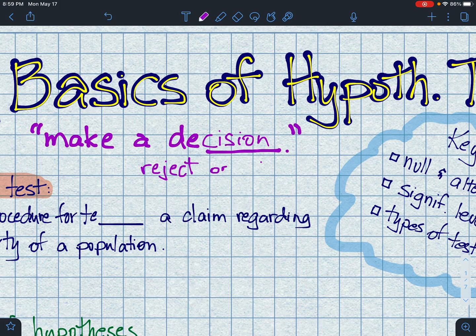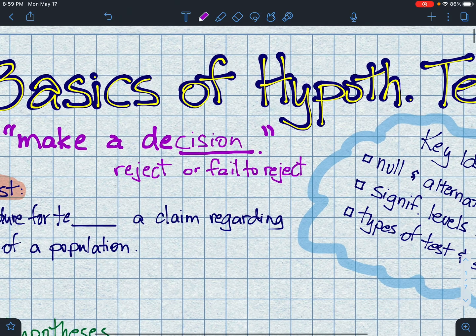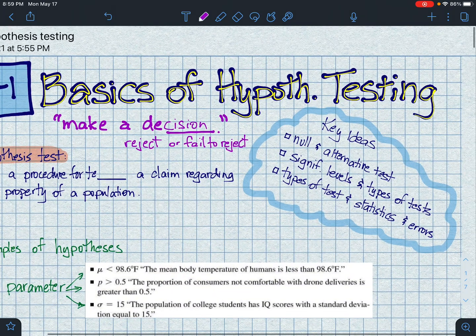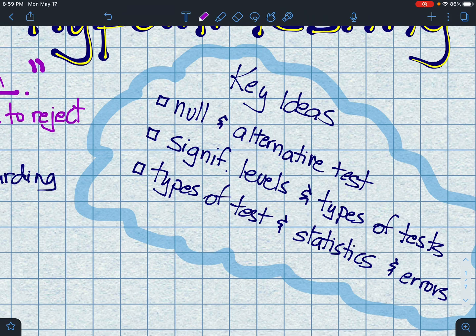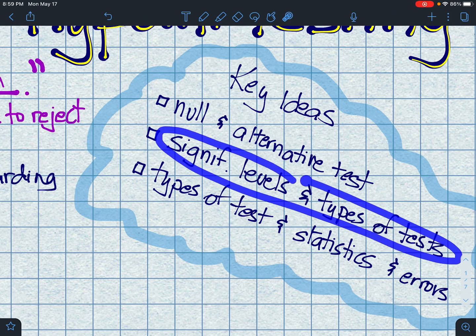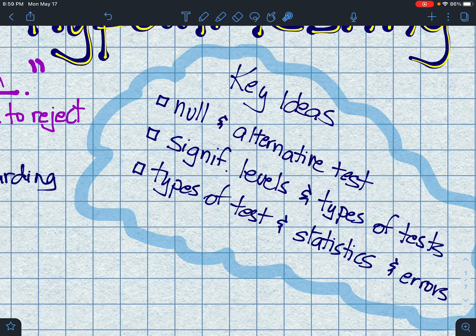The decision that we will make is that we will reject or we will fail to reject. Those are the two choices we get when we do the hypothesis testing. The key idea is that there is a null and an alternative test. We need to know two things: what type of test are we working with and the significance levels. And then finally we need to look at how do the tests help us conclude, and then what are possible errors.